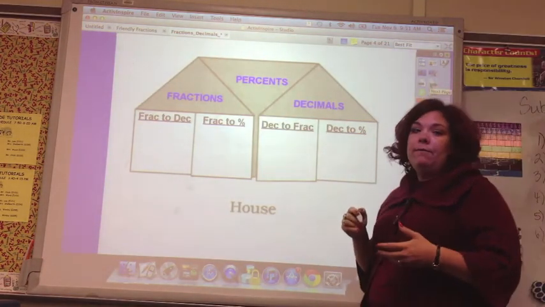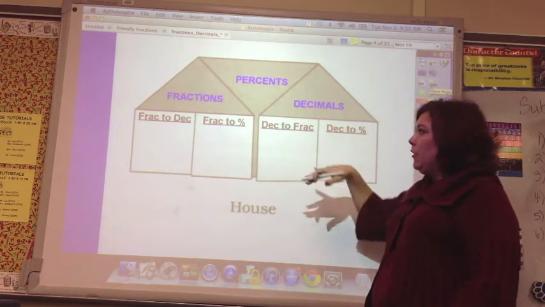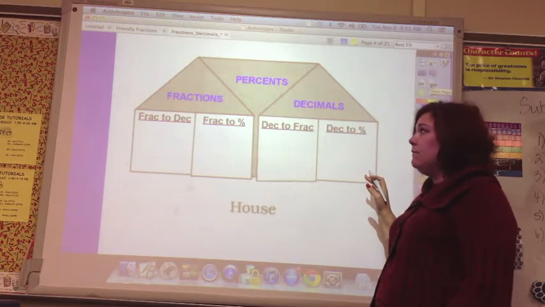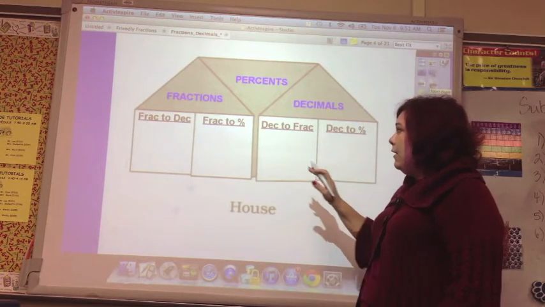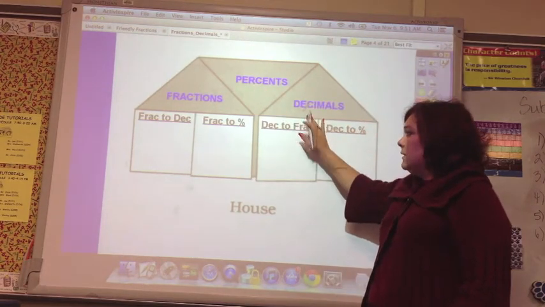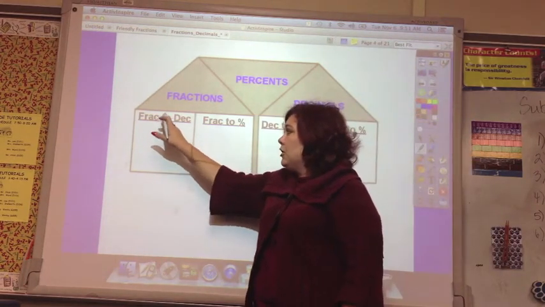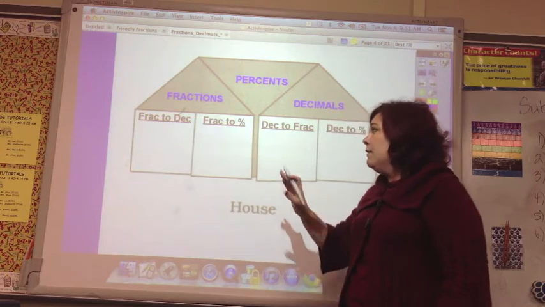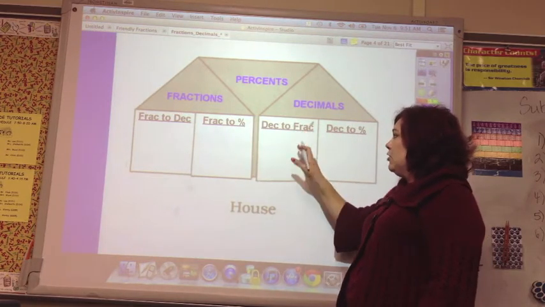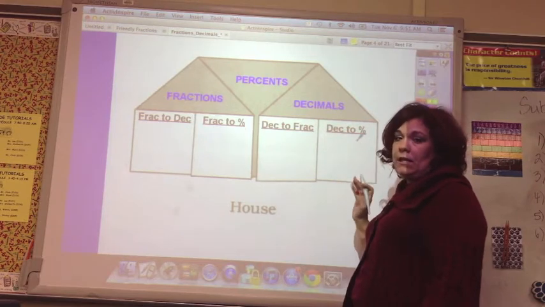So you should have gotten from your teacher a little foldable house, and you should have labeled it this way. If you haven't, go ahead and pause the video and label it. This would be fractions, this percents, and this decimals. This will be fraction to decimal, and how you do that. Fraction to percent, and how you do that. Decimal to fraction, and how you do that. And decimal to percent, and how you do that.